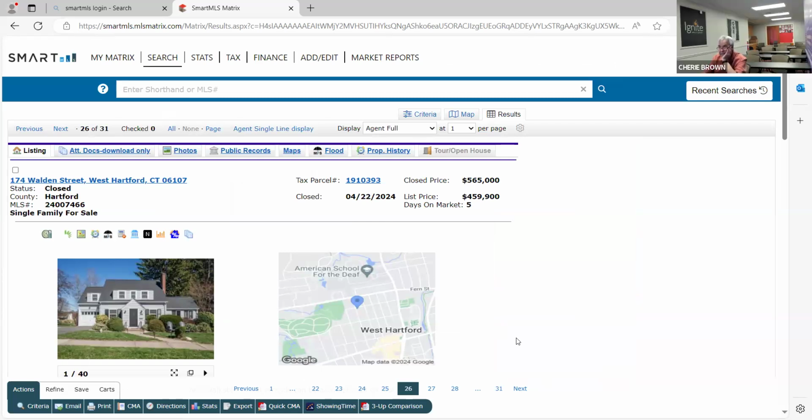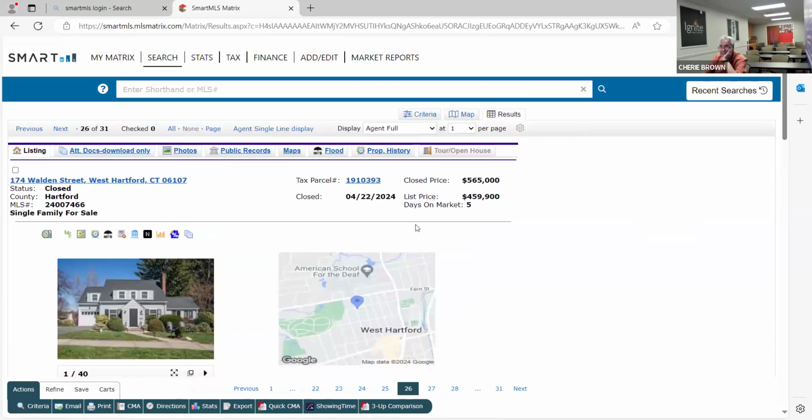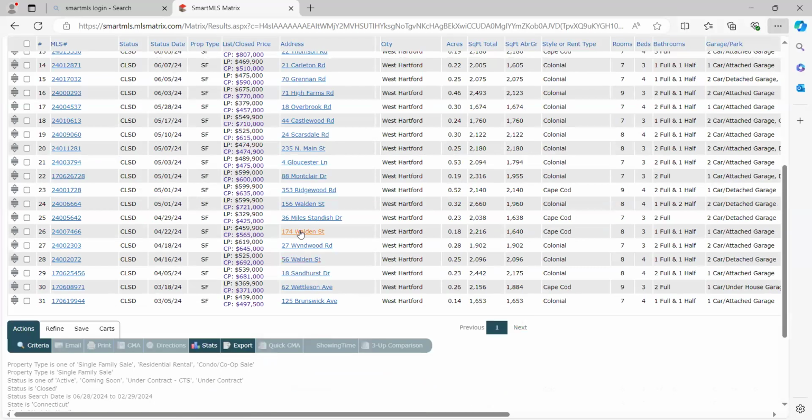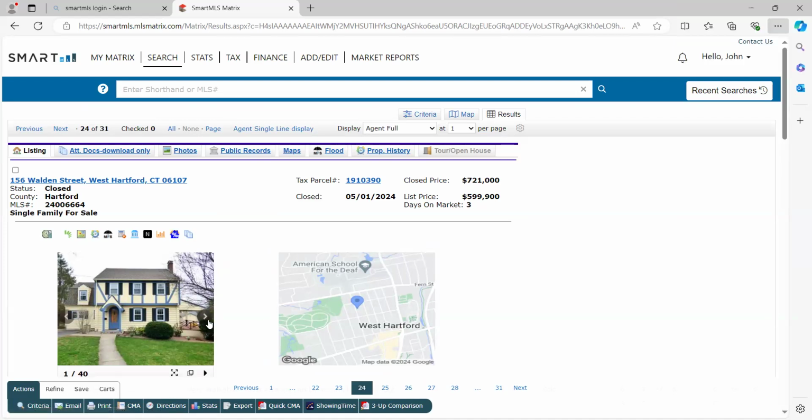So this baby came on at 459 and sold for 565. Wow. Guess people like living on Walden. All right, let's see, there was the other one, 156 Walden, and we'll call it a day after looking at this and talk about our observations here. Let's see. Another one, look at this, 599.9, 3 days on the market, close price 721.